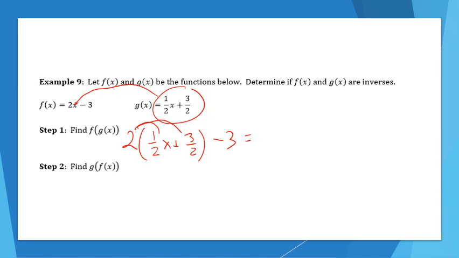So 2 times 1/2 x is just x. 2 times 3 over 2 is plus 3. And then we have a minus 3 on the outside. This should just simplify to x. So we got that there.